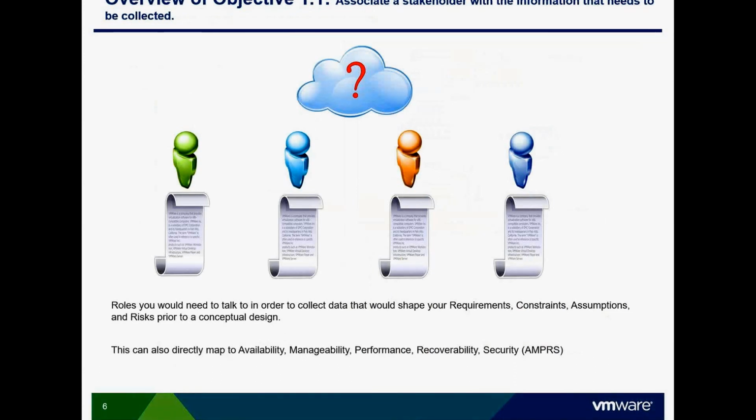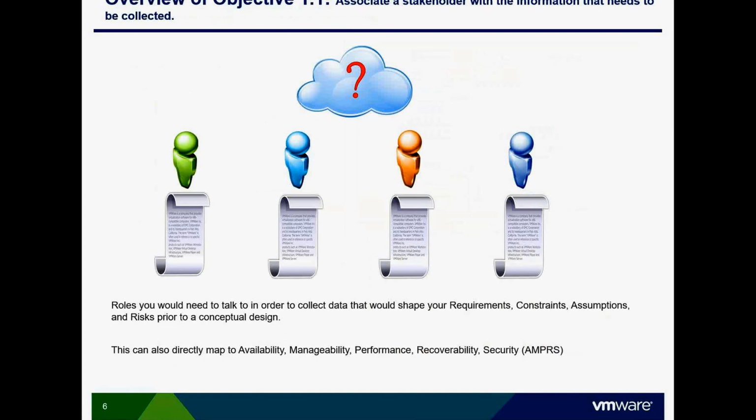So with the first point in Objective 1.1, which is associate a stakeholder with information that needs to be collected. So what does this really mean? These are people or roles that you're going to need to talk to, to collect data to shape your requirements, constraints, assumptions, and risks. That's eventually going to lead to a conceptual design. So when you're first starting a project, you're going to need to talk to certain people, and you're slowly going to ask certain questions and pull information out, and then that's going to shape things.